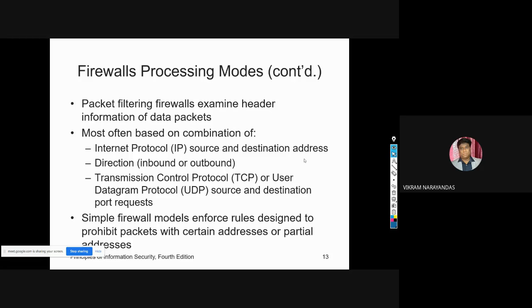So there are many restrictions. The restrictions are implemented in the packet filtering, based on the combination of source IP address and destination IP address. That may be direct inbound or outbound. It may be a TCP or UDP packet request, or port request. So simple firewall models enforce some rules which are designed to prohibit packets with certain addresses or partial addresses.